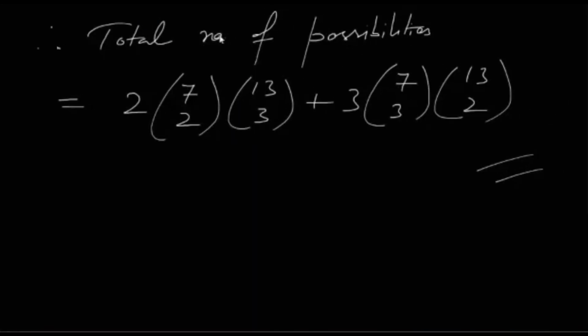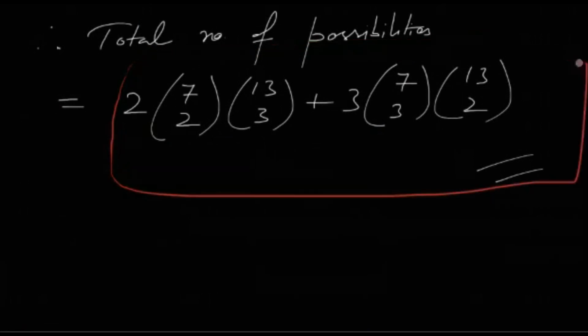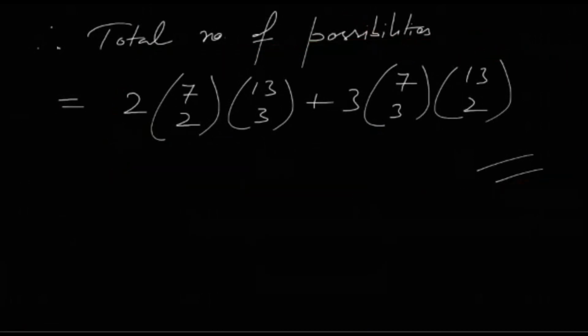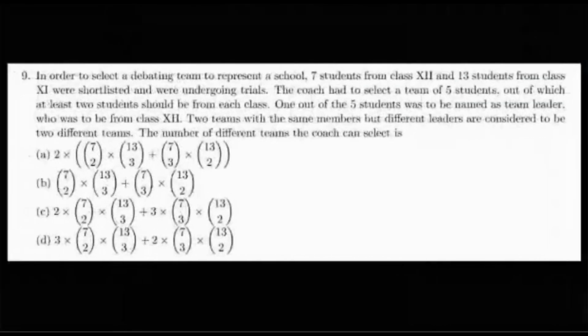Combining both cases, the total number of possibilities equals 2 times 7 choose 2 times 13 choose 3, plus 3 times 7 choose 3 times 13 choose 2. This is the answer. Very easy problem actually. It just looks big, but it's a very easy problem. This is option C. So there you have it, the solution to this problem. It was very easy, basic combinatorics, nothing else.